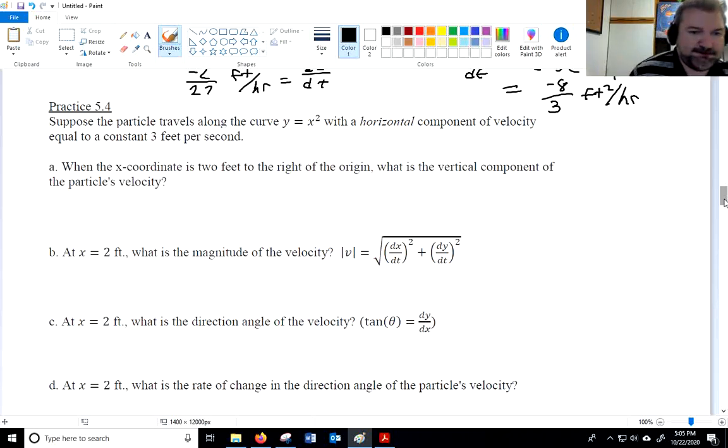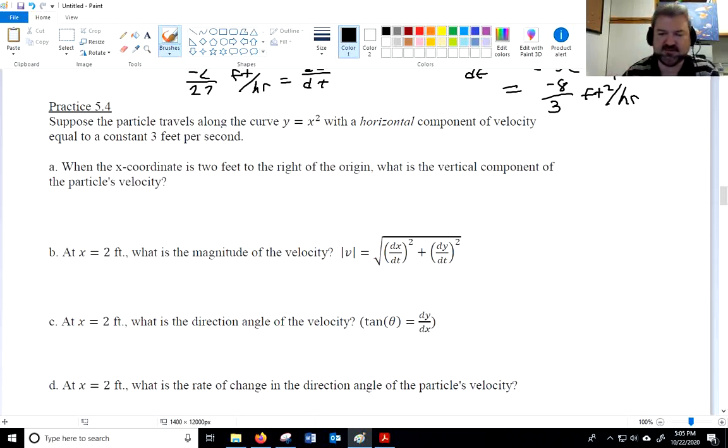All right, so here we go. Suppose the particle travels along the curve y equals x squared with a horizontal component of velocity equal to 3 feet per second. When the x coordinate is 2 feet to the right of the origin, what is the vertical component of the particle's velocity?